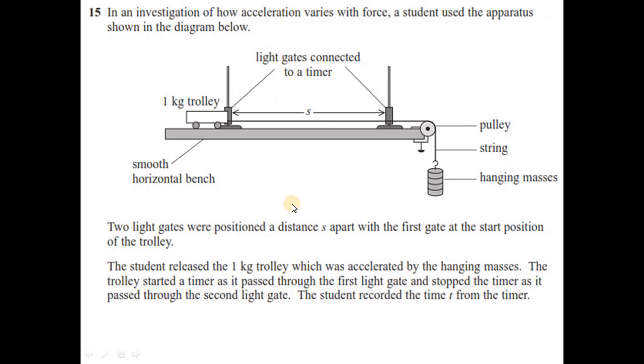In an investigation of how acceleration varies with the force, a student used the apparatus shown in the diagram below. These are the light gates and trolley. Okay, the pulling mass. Two light gates were positioned at a distance s apart with the first gate at the start position of the trolley. The student released the 1 kg trolley, which was accelerated by hanging masses. The trolley started a timer as it passed through the first light gate, and stopped the timer as it passed through the second light gate. The student recorded the time T for the timer.